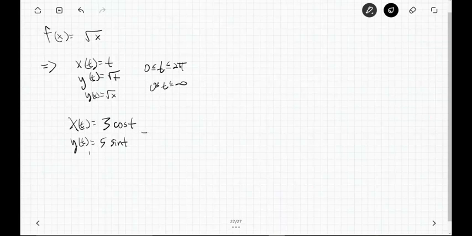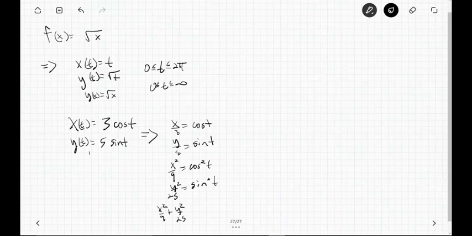Well, hopefully, again, I don't want to bore you, but hopefully you remember that you can actually solve this pretty neatly. I would get x over 3 equals cosine of t, and y over 5 is equal to sine of t. If I square everything, I get x squared over 9 equals cos squared t, and y squared over 25 equals sine squared t. And if I add those, I would get x squared over 9 plus y squared over 25 is equal to 1. Hey, wait a sec, that's an ellipse.